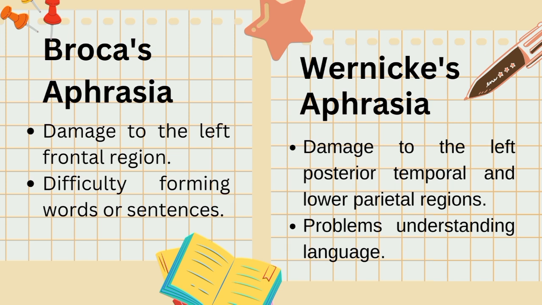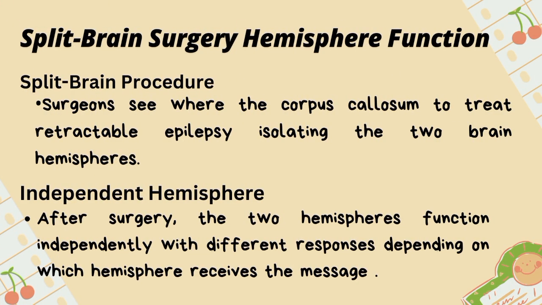of aphasia. Hello everyone, so we are here now in the next slide, and the topic is split brain surgery and hemisphere function. And before we go on, we have a quote here by Wigan, 1844. And the quote is, it takes only one hemisphere to have a mind. So yeah, that's the quote by Wigan, 1844. Okay. So, split brain procedure.